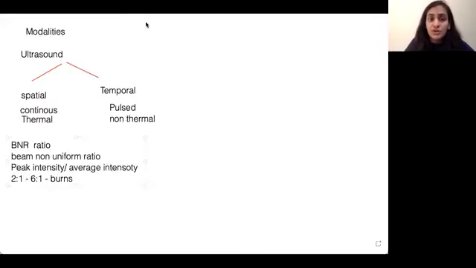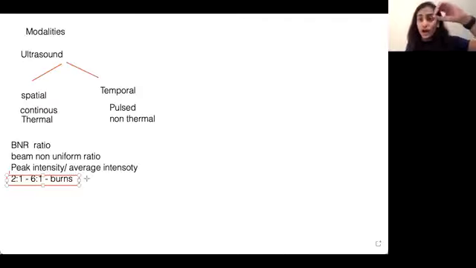So remember, you can have a beam non-uniform ratio that is 2:1 to 6:1, but not higher than 6:1, because if you have higher than 6:1, then it's going to be increasing the chances of your burns. Yes, it is within the limits. Always remember, this is your beam non-uniform ratio.